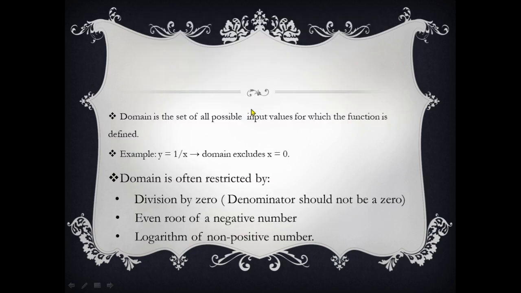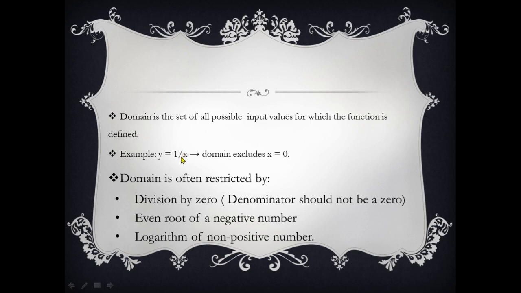While writing the domain and range of a function, there are some rules. The domain is often restricted by division by 0, that is, the denominator should not be 0. If the denominator is 0, the function will be undefined, so the function should always be defined.